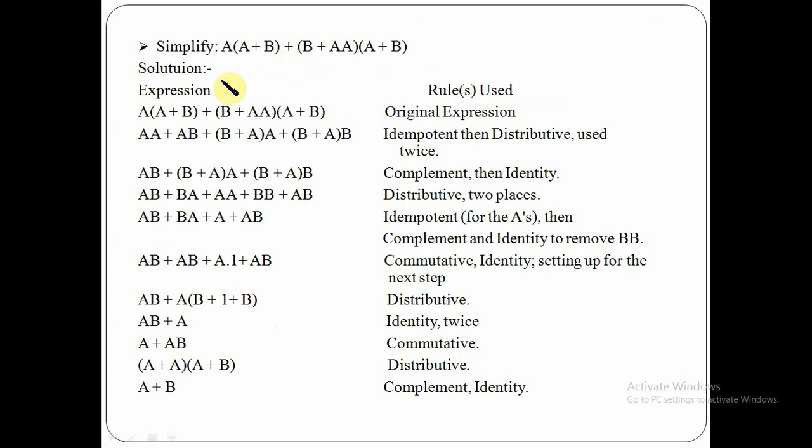Here are also some examples for simplification. The given example is A(A plus B) plus B(B plus A)(A plus B). Now here we apply the distributive and important law: you have to multiply with each bracket. Here we take A common from the outside, B plus A remains, and here is A plus B. That is the idempotent law we apply.